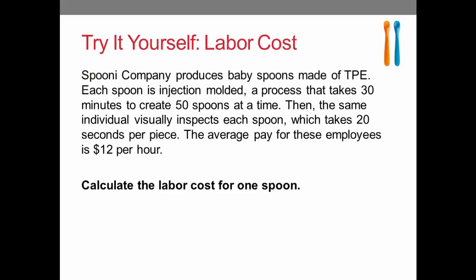So here's your try it yourself problem for labor costs. Again, it's with the Spoonie Company. They produce baby spoons made out of thermoplastic elastomer, TPE. Each spoon is injection molded, which is a process that takes about 30 minutes, and it creates 50 spoons at a time. Then, the same individual that's running the injection molding machine visually inspects each spoon, which takes 20 seconds per piece. The average pay for these employees is $12 per hour.